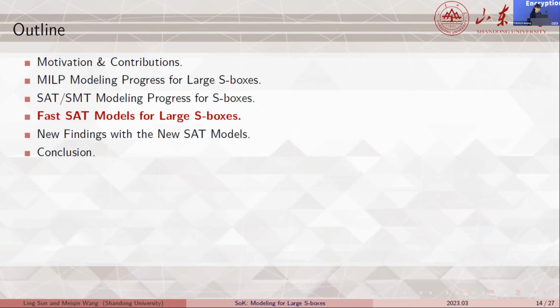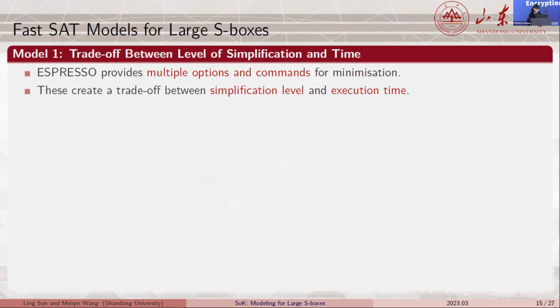Now we introduce our fast set models for large S-boxes. In total, we proposed 3 models, and the first model is centered on Espresso itself. We found that Espresso provides multiple options and commands for minimization, and these options and commands create a trade-off between the simplification level and execution time.